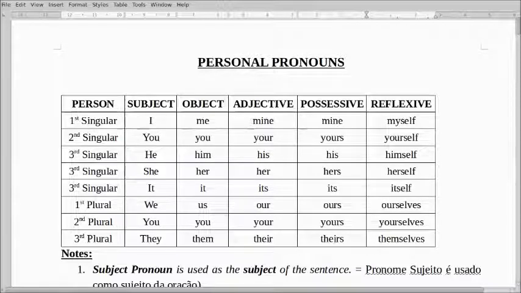So, before we start our class today, let's review some things that we have already studied.